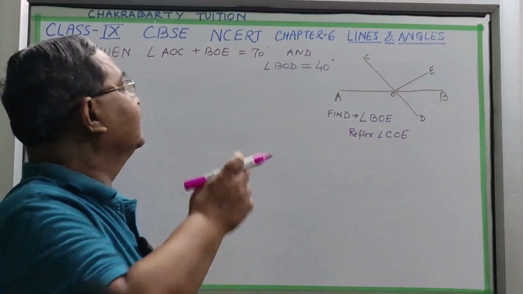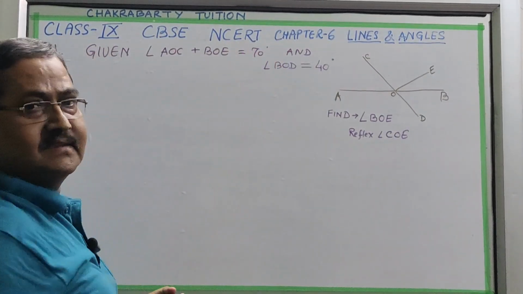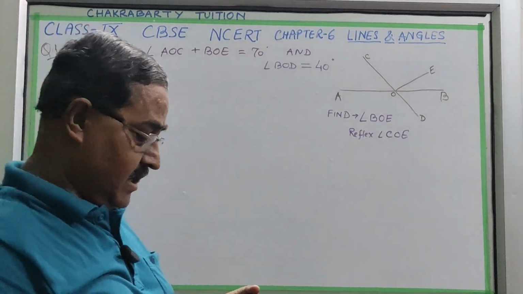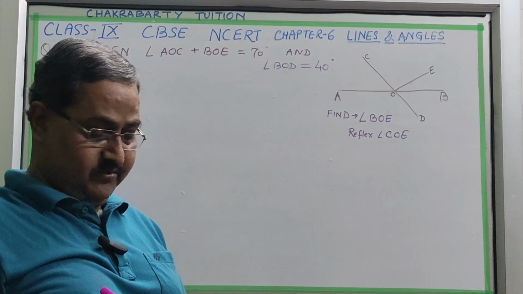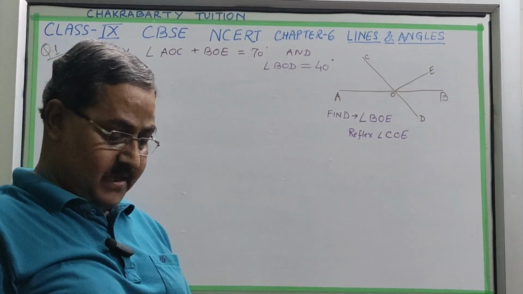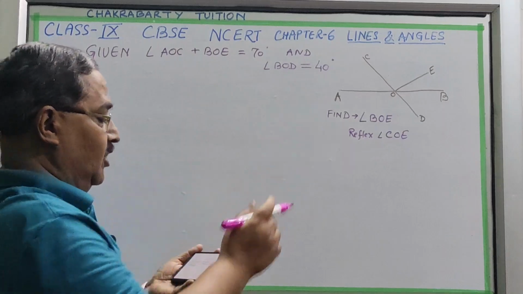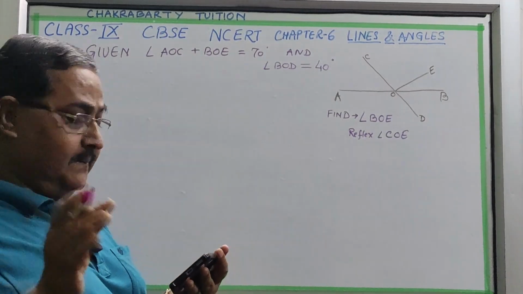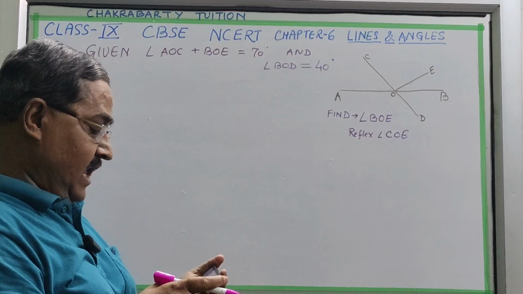So today we will start with class 9 chapter 6, lines and angles. Here, exercise 6.1 and question number 1 we are going to start. In the question, this figure is given. I have already drawn the figures to save time.